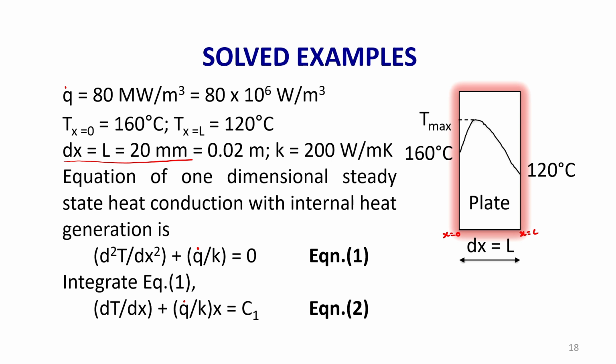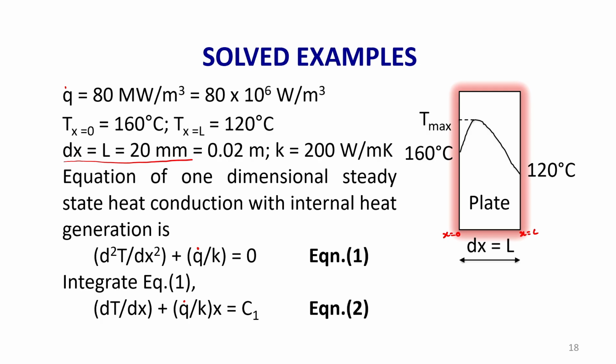Okay. So, let us take this as equation number 1. Let me again emphasize the data given. Temperatures are given, and the thickness of the plate is given, which is similar to a plane wall configuration. The thickness is 20 millimeter, and the K value is 200 watts per meter Kelvin. The temperature on the extreme left face is 160, and on the extreme right it is 120.